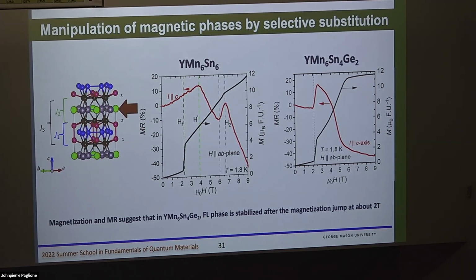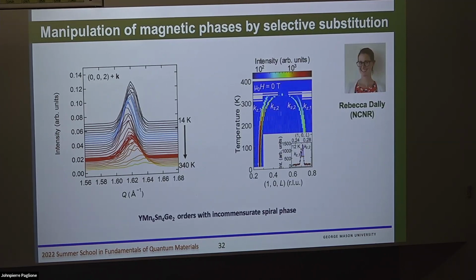Again, what we need to test this is to see with neutrons, right? That's next. Rebecca actually went to Australia to do this experiment. And when she measured, these are not like this. There are these direct intensity plots here. So we can still see these two big features. That means this system starts with the incommensurate phase, not with the commensurate. That was the first difference. And that incommensurate phase exists all the way down to the lowest temperature, which is 14 Kelvin.